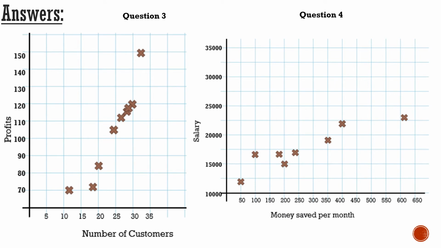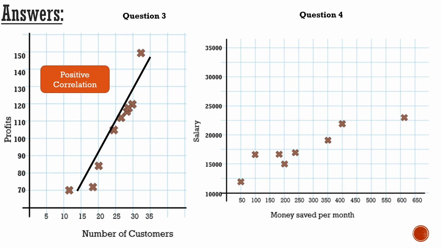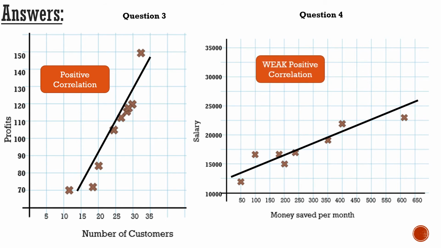Question 3 and 4 are here. So number of customers and profits. So I've plotted all my points. I've got lots in the middle. Again, draw my line of best fit. It's still going up, so that would be a positive correlation. And for question 4, again, I've got my crosses. I've got my line of best fit there. It's showing a positive correlation.